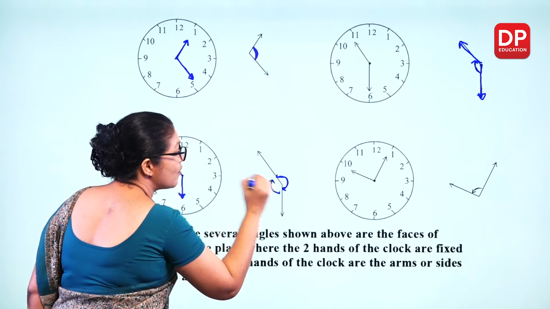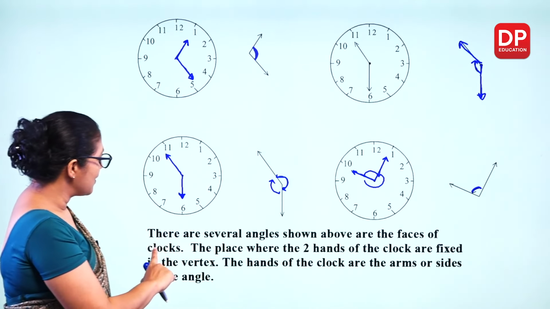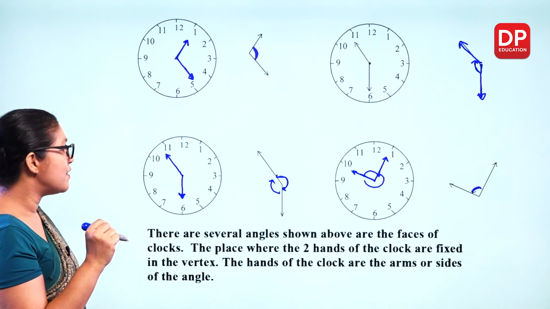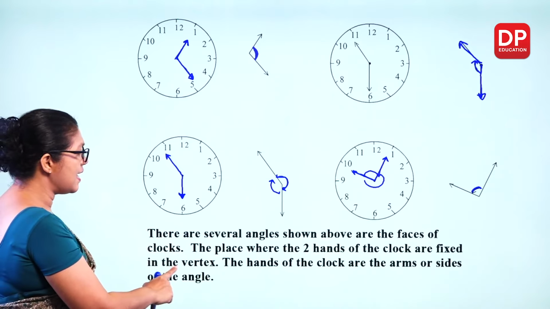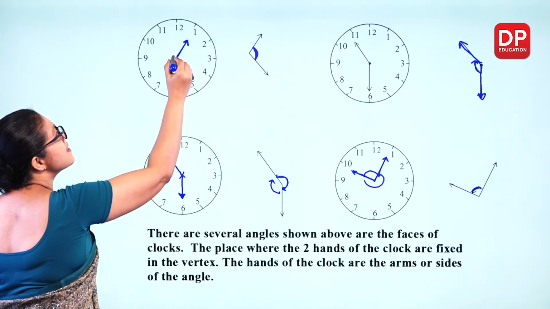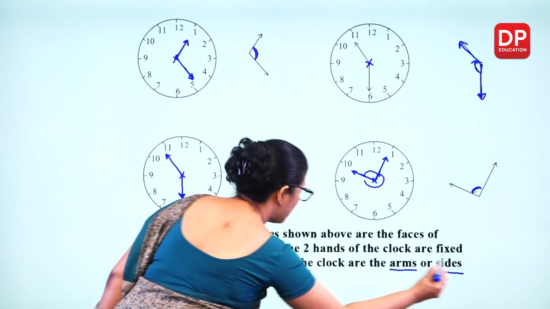Here also two hands are there like this. What are the angles you are getting? You get a small angle like this or a big angle like this. So there are several angles shown above on the faces of the clocks. The place where the two hands of the clock are fixed is the vertex. So this is the vertex point in all clocks. And the hands of the clock are the arms or sides. So you can sometimes call it arms or sides of the angle.